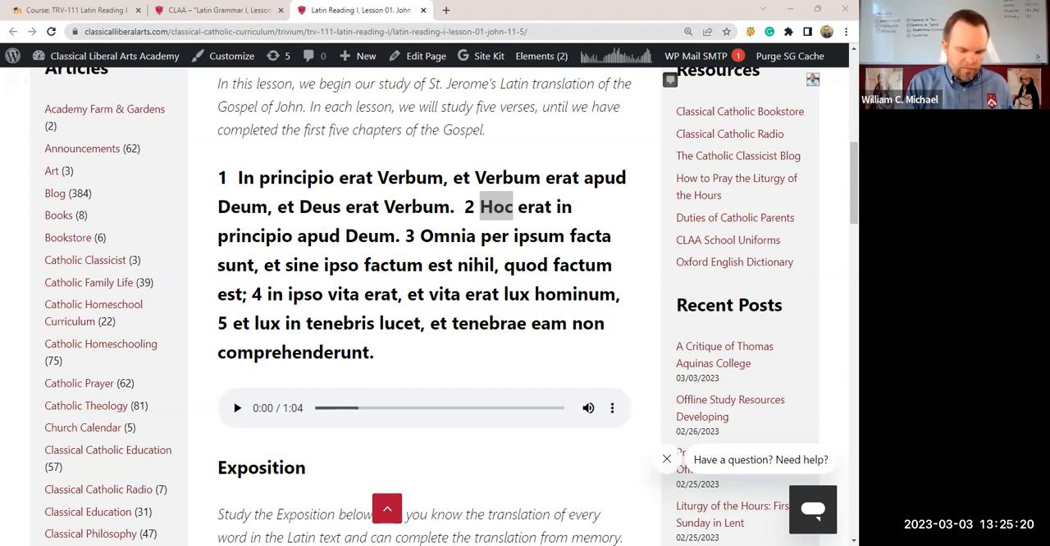Haec is the feminine form, and hoc is the neuter form. All right? So we've got three forms of this pronoun. Hic is masculine, haec is feminine, and hoc is neuter. So if you look at this word hoc, you see that it's the subject of the sentence. It's in the nominative case. And you see that the forms of this pronoun are hic, haec, and hoc.